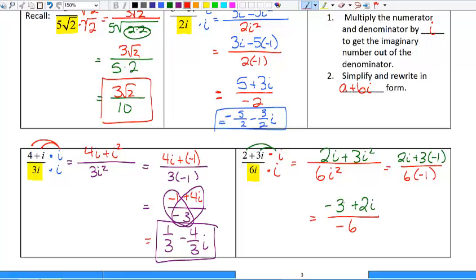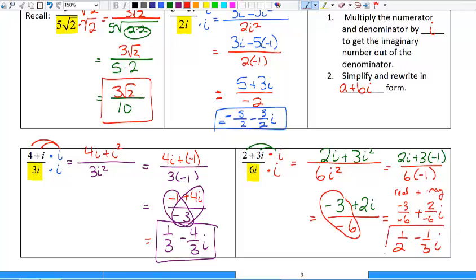Now this is not quite in a plus bi form. I need to split it up, so that gets me -3 over -6, I'll reduce that in a minute, plus 2 over -6i. Now this truly is a real part plus or minus the imaginary part. Okay? So the real part reduces to a half. Positive 2 divided by -6, that's -1/3 i. And that is my answer in a plus bi form.